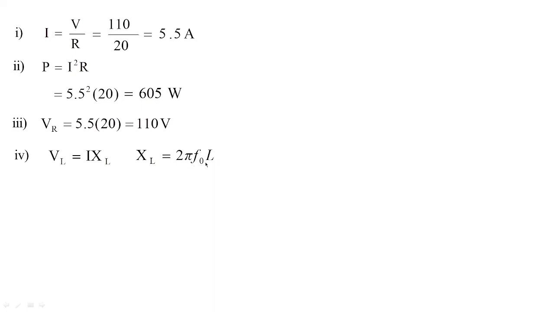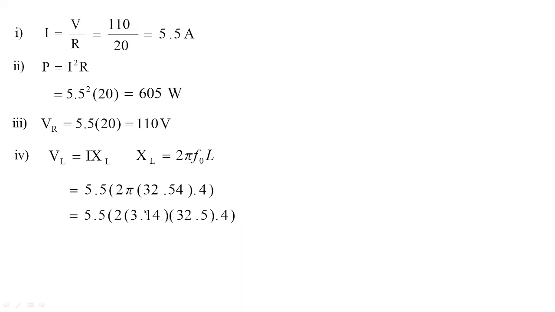What is this F naught? F naught is the value of resonant frequency at which resonance has occurred. So the inductor value is given and the resonant frequency we have already estimated. Let us substitute the value of XL, and I is nothing but 5.5 under resonance. So this gives us 5.5 multiplied with 2 pi, F naught is 32.54, multiplied with the inductor value, that is 0.4. So this will give you the value of the inductive voltage to be 449 volts.